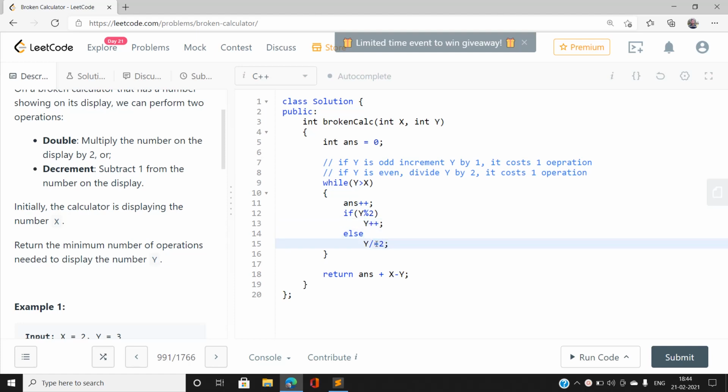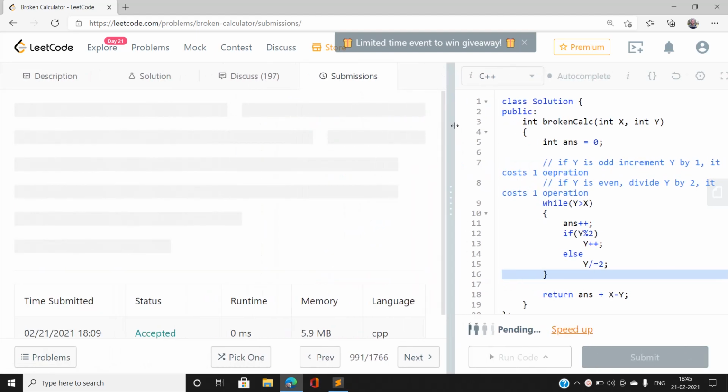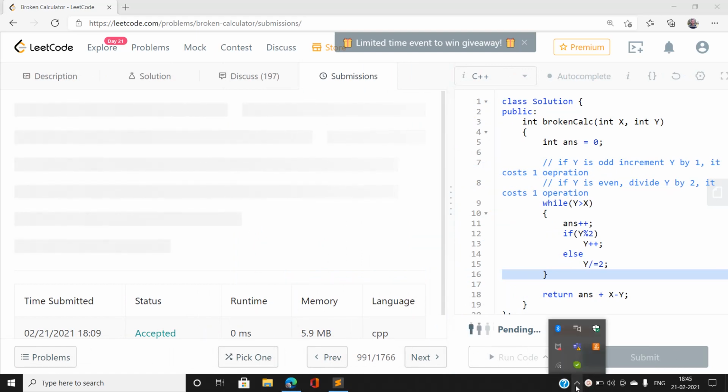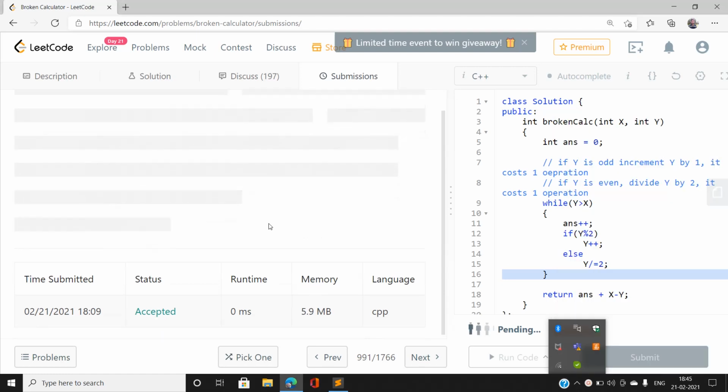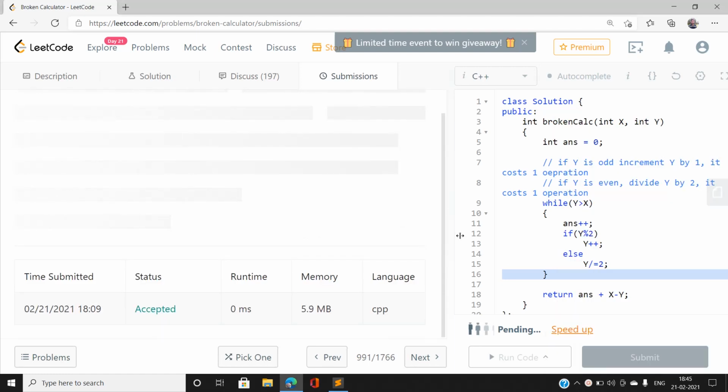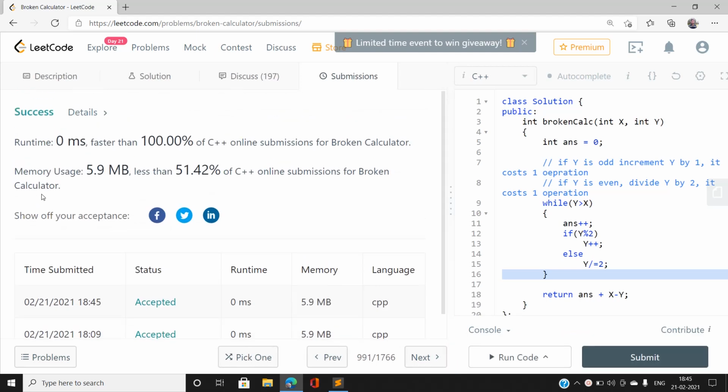Okay, if y is going to be less than or equal to x, note that one of the operations is going to be nullified. The best operation would be to increment y to y plus 1 each time till y reaches x. So our final answer would be answer plus x minus y. Okay, so let me submit this code and check if this is going to be faster code. Okay, there is a network issue. But you can see it is 100% faster C++ online submissions.